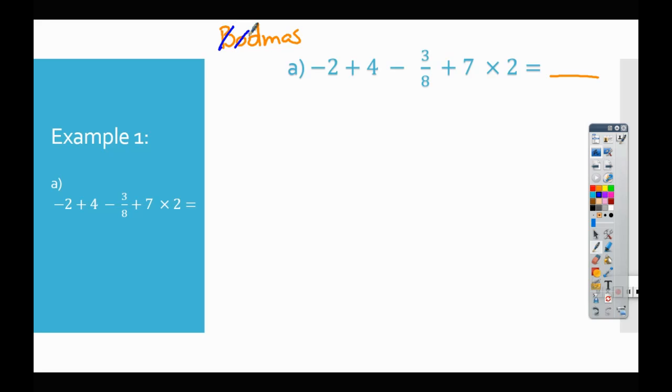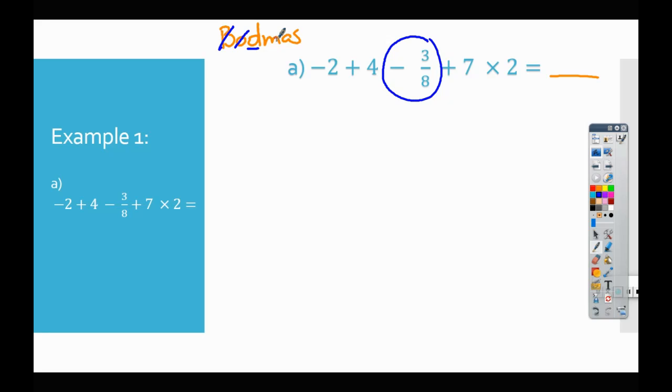Do I see any divisions? Well, 3 over 8, the fraction is a form of division. So we can actually do the division first over here. All right, so this is a division. Once I identify something over here from my BODMAS, that means I need to do that first.